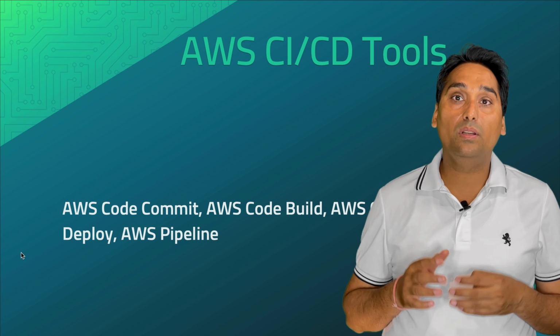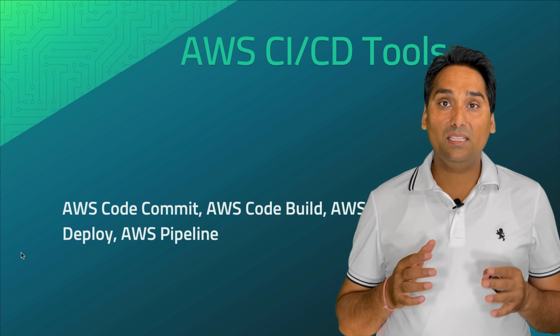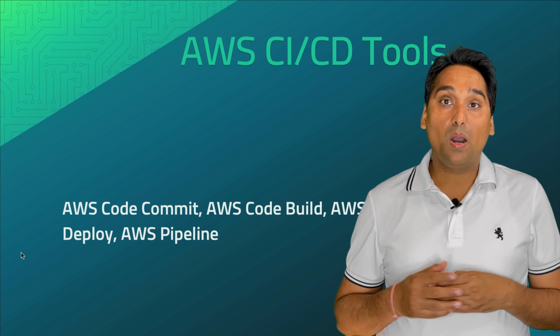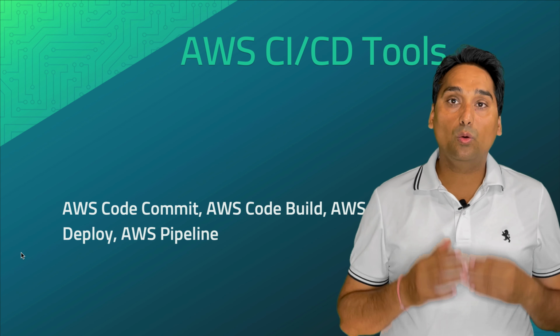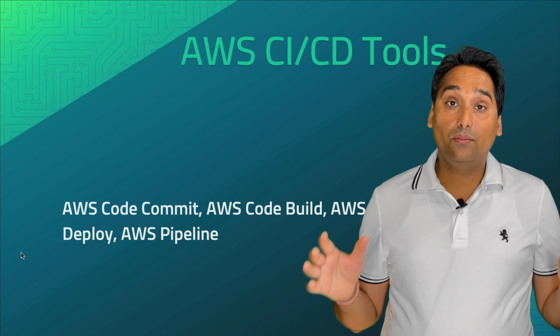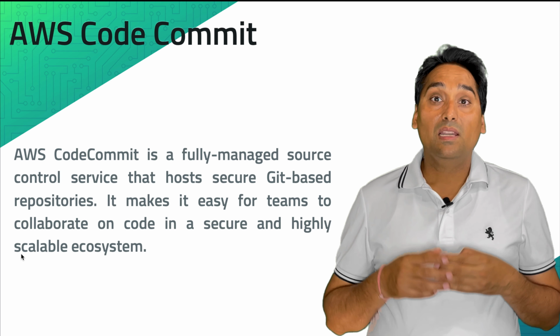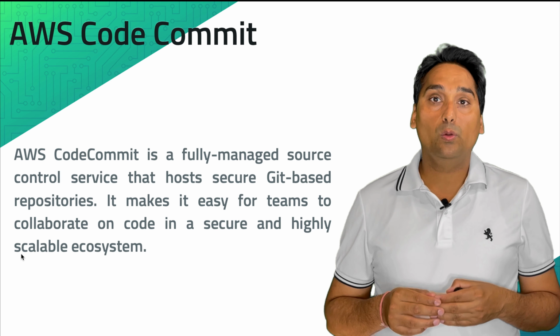Now let's talk about the different tools AWS provides to support CI/CD. In this section, I will be talking about AWS CodeCommit, AWS CodeBuild, CodeDeploy, and AWS CodePipeline. These are the different tools provided by AWS to solve CI/CD problems. Let's start learning about AWS CodeCommit.